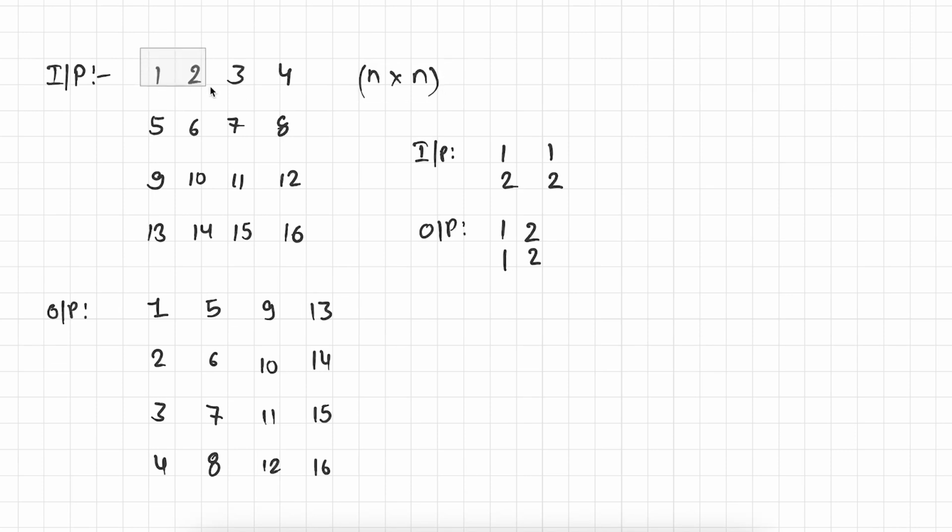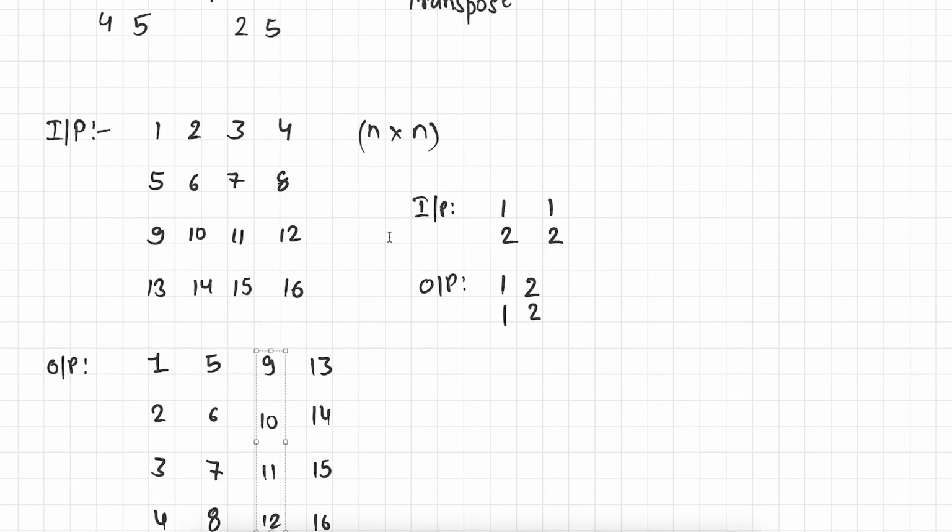You can see here 1, 2, 3, 4 is a row. Now it becomes a column, 1, 2, 3, 4. 5, 6, 7, 8 was a row. Now it becomes a column, 5, 6, 7, 8. 9, 10, 11, 12 was a row before and after it becomes a column. So on and so forth.